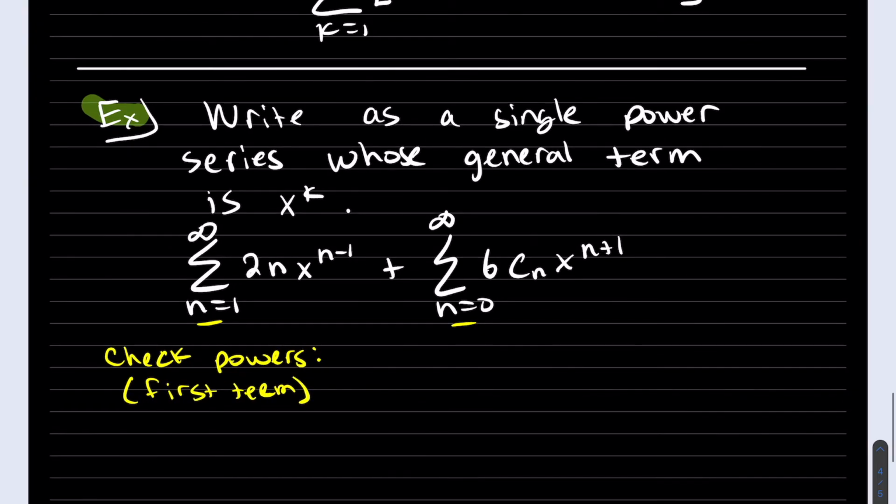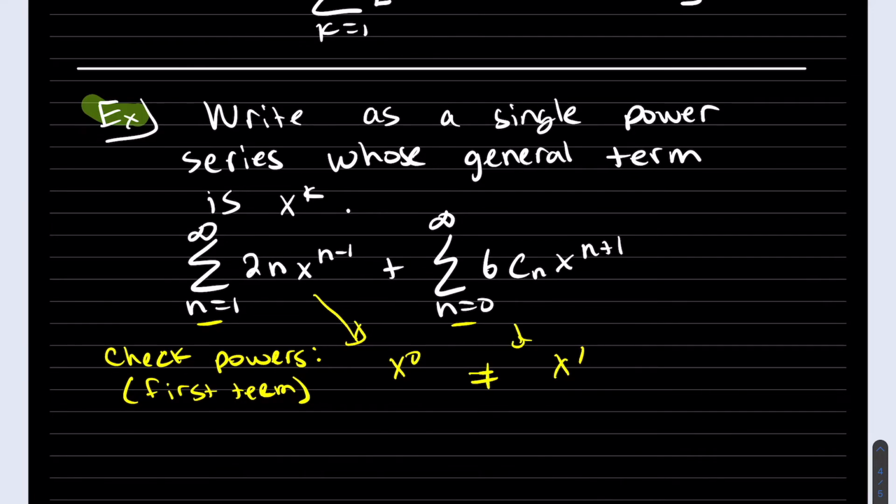I plug in n equals 1, and I get x to the 0. And this one, that's that one. Plug in n equals 0, and I get x to the 1. So they are not the same. Those are not equal. They were the same in the last problem.